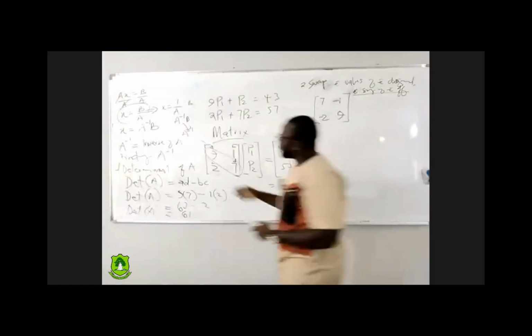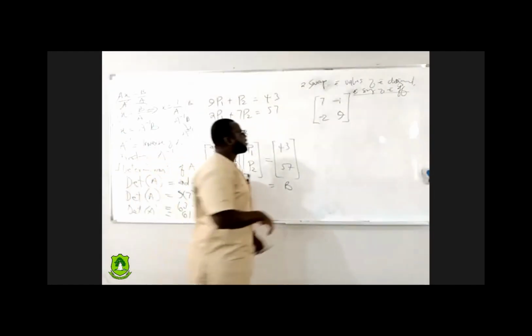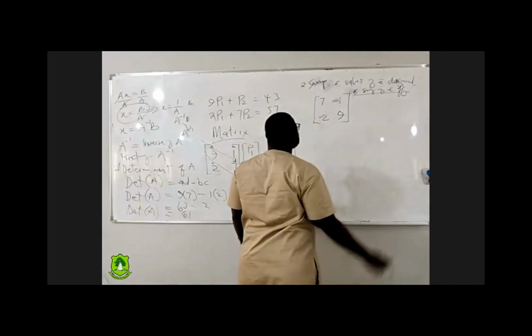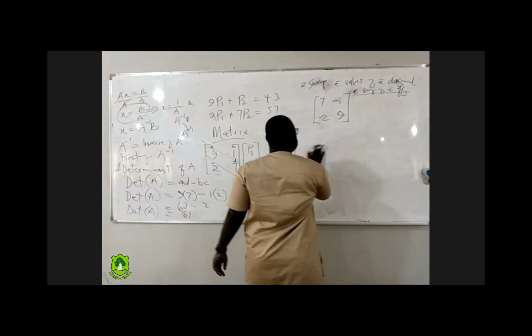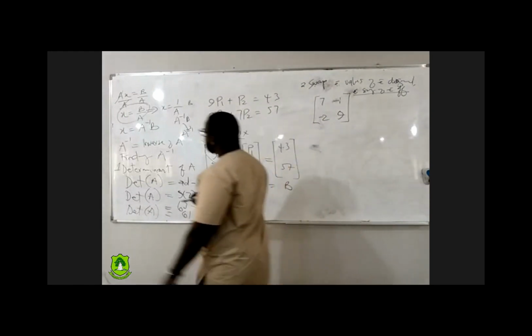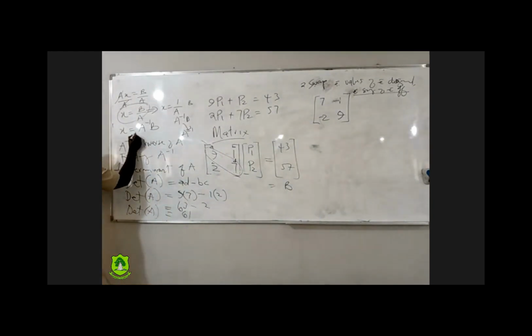We are almost there. Okay, now let's make progress. So we are still looking for this one. That is the inverse of A multiplied by B will now give us X.